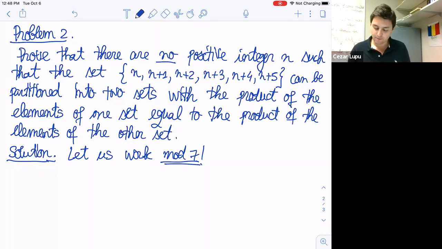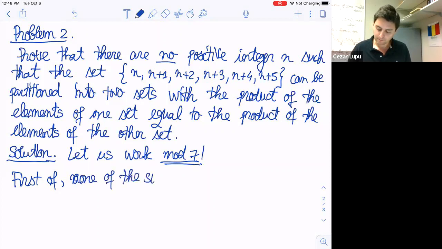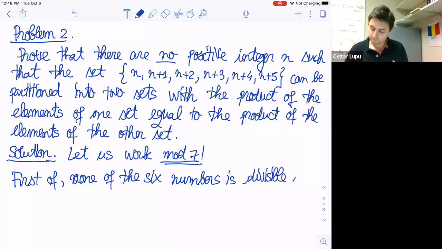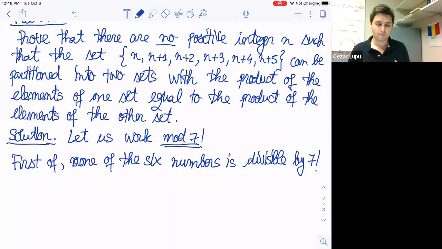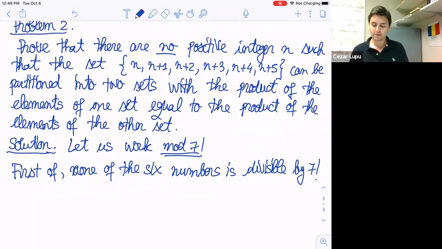Well, the first thing that we need to take care of, we can say that none of the 6 numbers is divisible by 7. That's the first thing. None of them is divisible by 7. And why is that? Why do you think that is? None of the 6 numbers is divisible by 7.